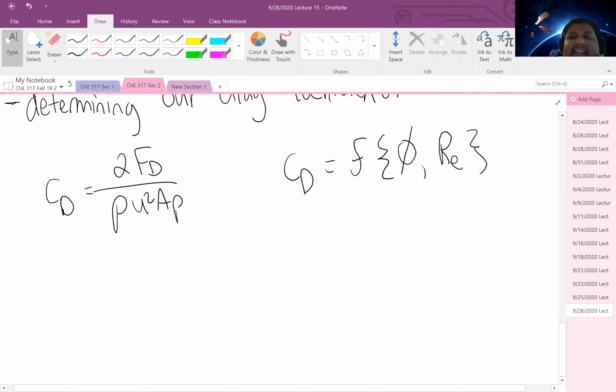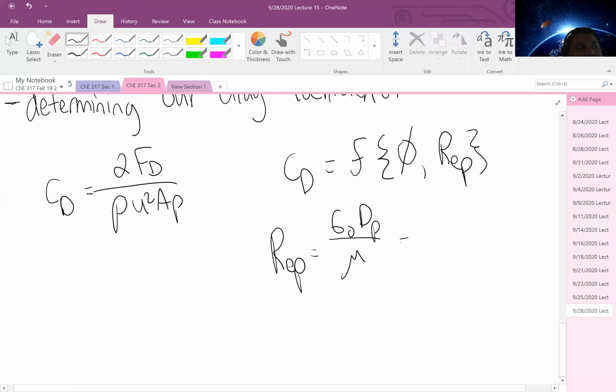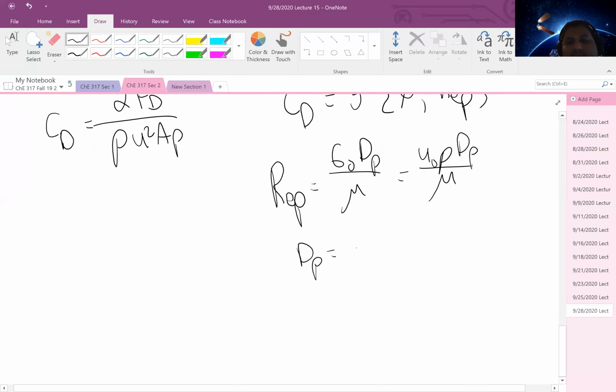And so when we're looking at this, I'll say Re_p, with particles in the mix, we can have our mass velocity times the diameter of the particles of interest over the viscosity equals our mean velocity times our density times the diameter of the particles of interest over our viscosity, where d sub p, diameter of the particle, is our characteristic length.